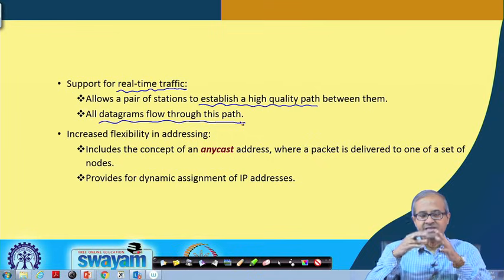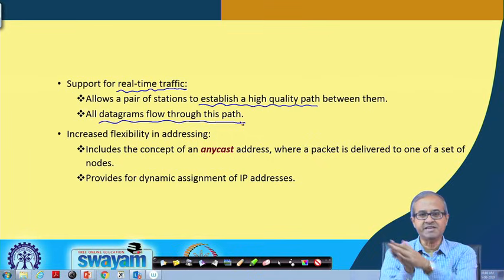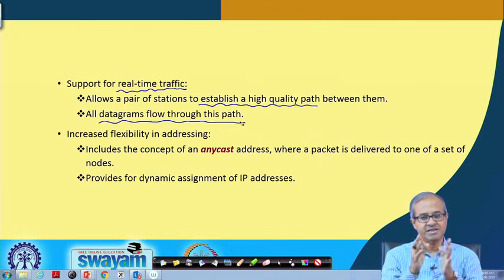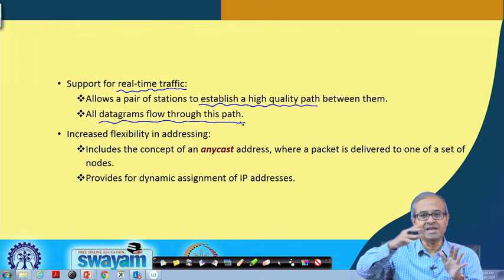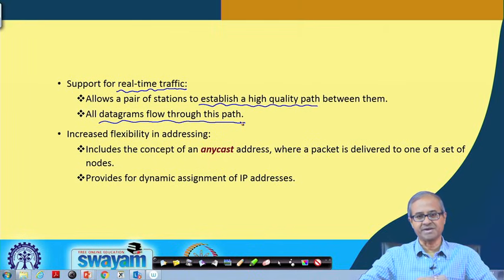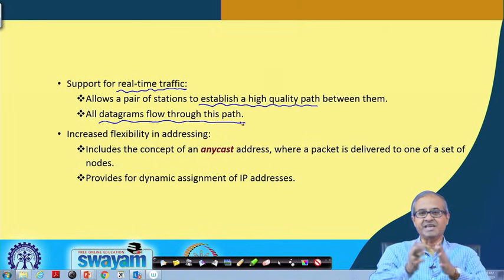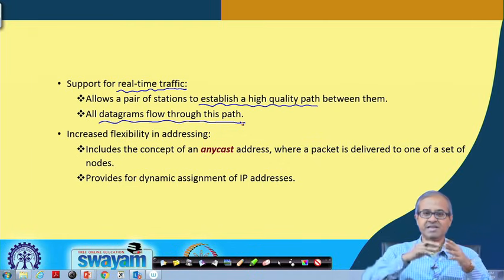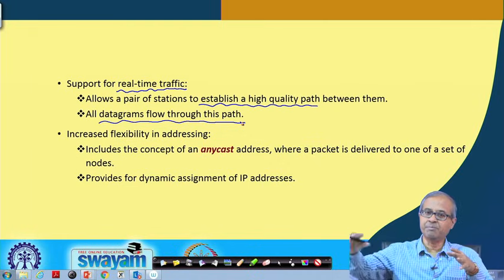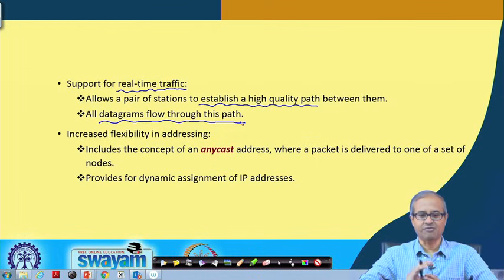So, you see this is a slight deviation from the connectionless approach that IP version 6 also supports. For real time traffic, you have something like a connection oriented concept coming in. So it is like a hybrid now. It is not a pure datagram approach. Sometimes when you need to have a quality of service guarantee for real time applications, you may also specify the path which the datagrams will follow.